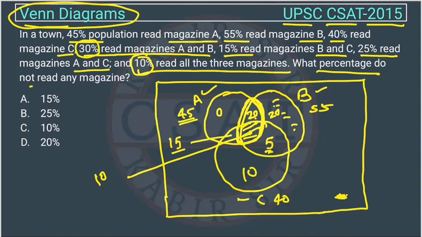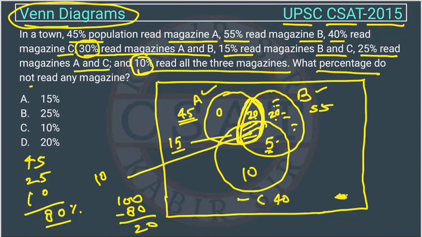So let's add them all. Circle A is 45, right? Directly we can calculate 45. And from here we can add 20 plus 5. This figure is already added. So 25 we will add, right? Now we have added all. So we will just add 10 here, right? So this will be 80, because this is in percentage. So 80%. So total is 100%. 80% are inside. So how many are remaining? 20. So 20% people are not reading any magazine.